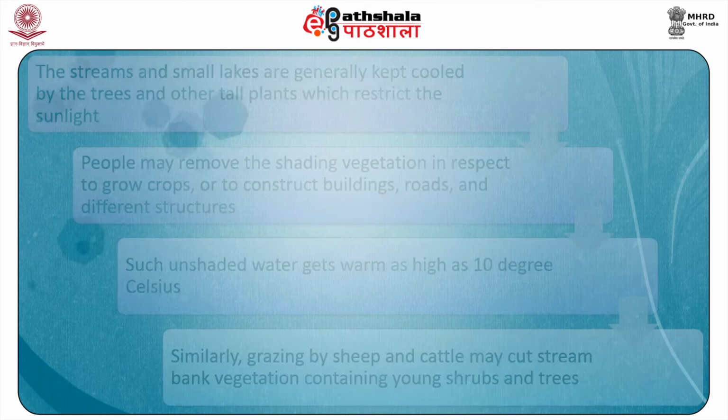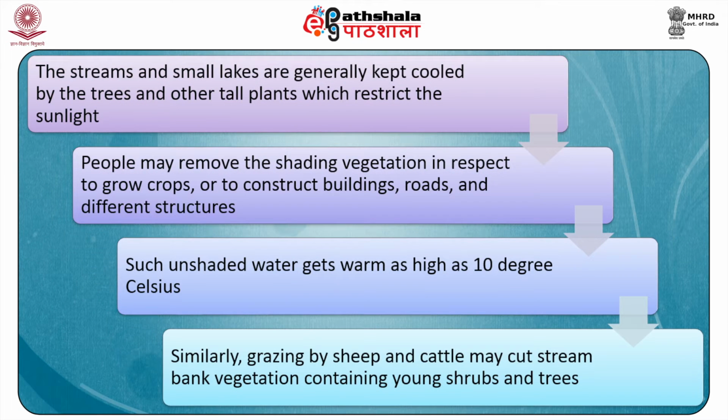Devegetation. The streams and small lakes are generally kept cool by the trees and other tall plants which restrict the sunlight. People may remove the shading vegetation to grow crops or to construct buildings, roads, and different structures. Such unshaded water can get warmer by as much as 10 degrees Celsius. Similarly, grazing by sheep and cattle may cut stream bank vegetation containing young shrubs and trees.